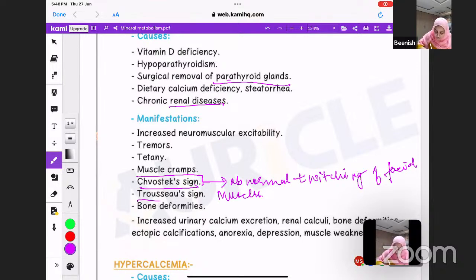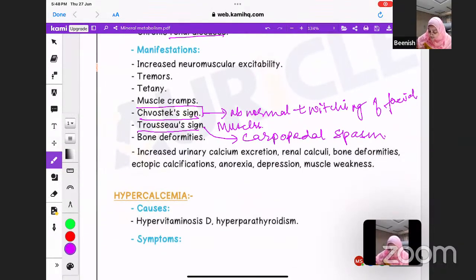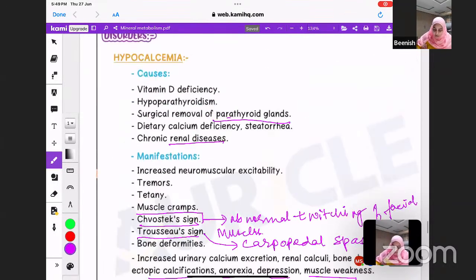Then the other is Trousseau sign. It is observed as carpopedal spasm. So there is frequent involuntary muscle contraction in the hand and feet. Okay, it is going to be seen something like this. Then bone deformities, increased urinary calcium excretion, renal calculi, ectopic calcifications, anorexia, depression, muscle weakness. All of these are manifestations of hypocalcemia.